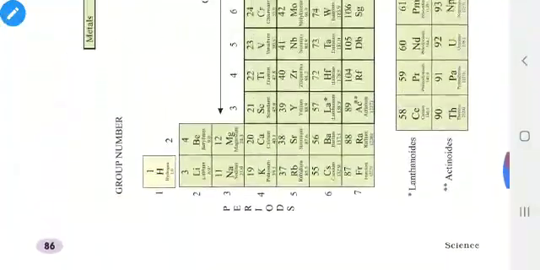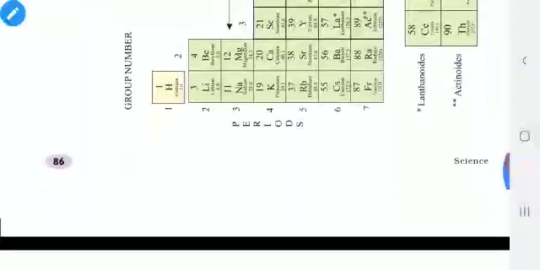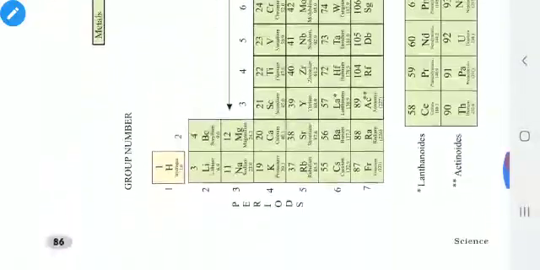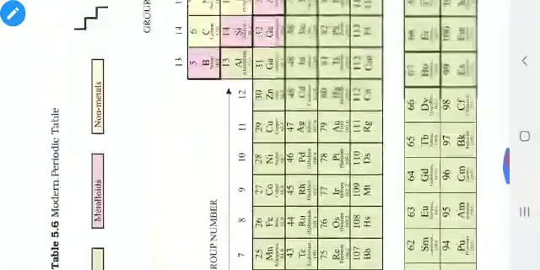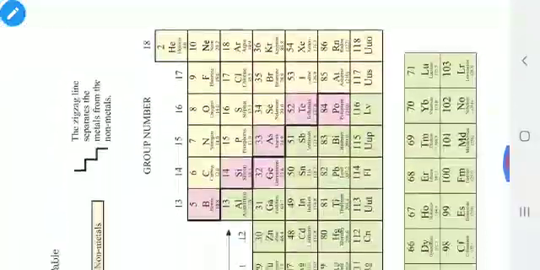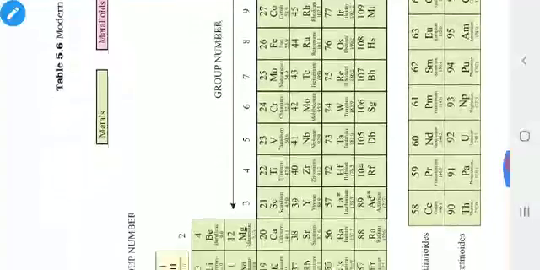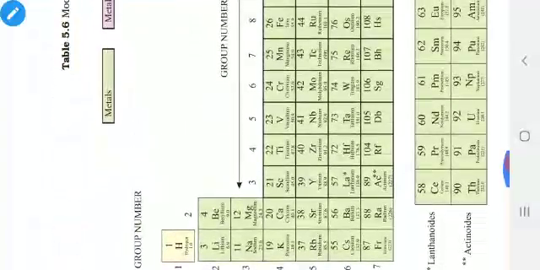Come to the page number 86. All of you take your book and come to the page number 86. On page number 86, you can see the periodic table which we are using now.